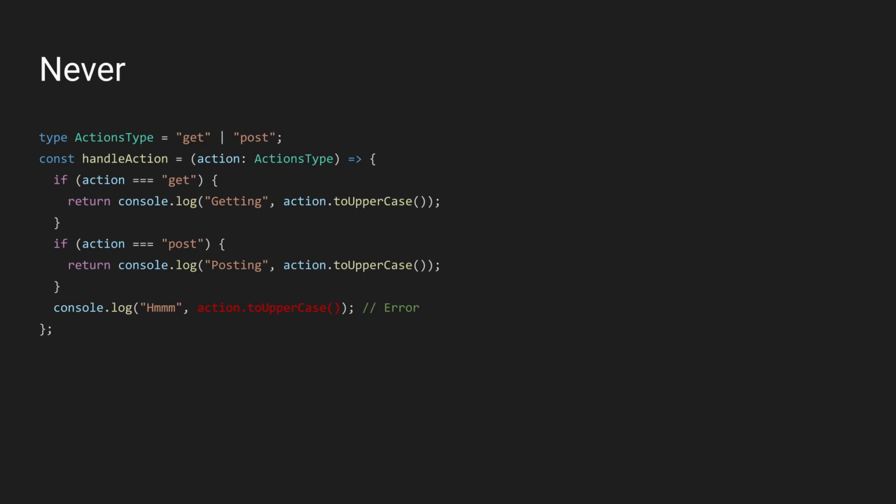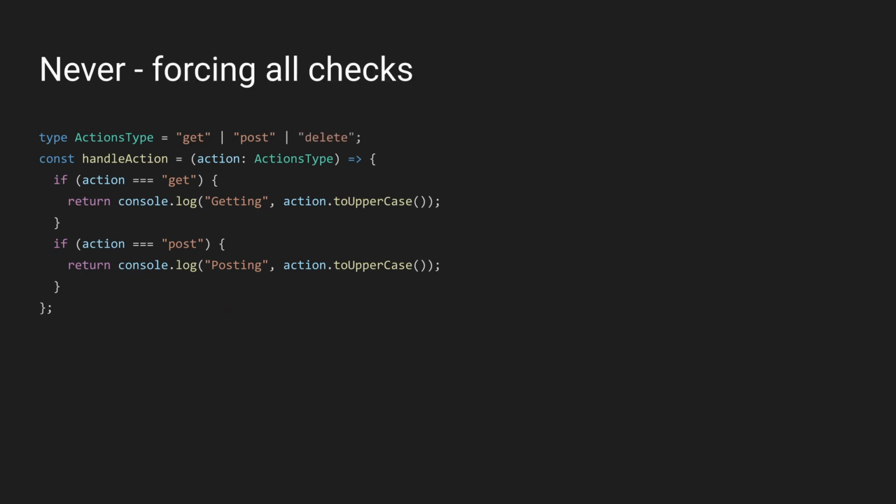Here we have a union type with two actions. When we check both of them, there is no other option left. The checker will complain that we are trying to execute code referring to an unreachable, never-existing variable. We can utilize this feature in some specific scenarios.